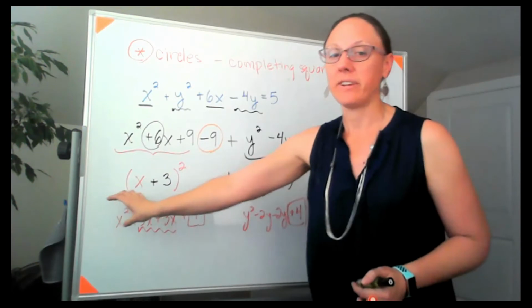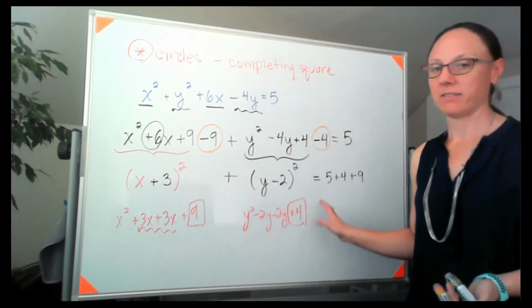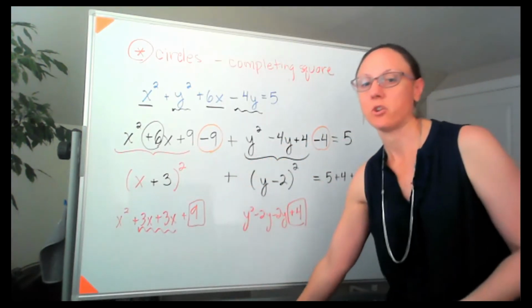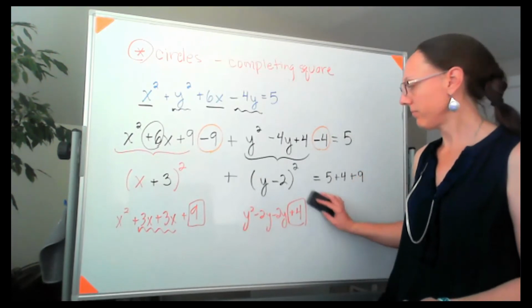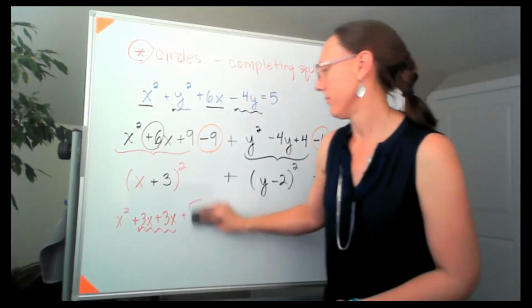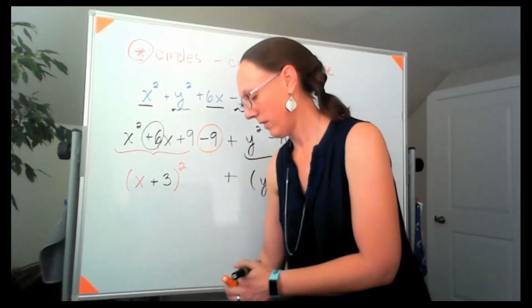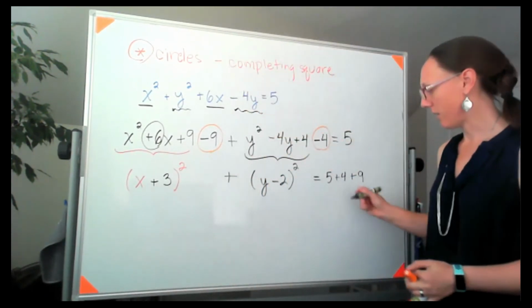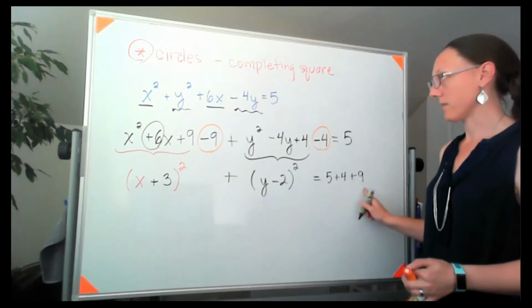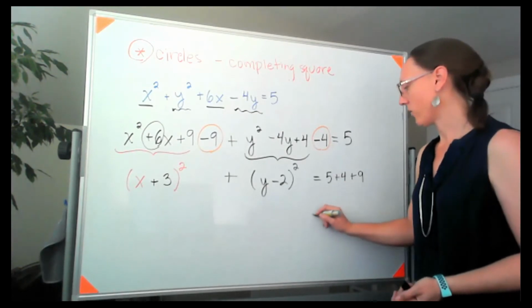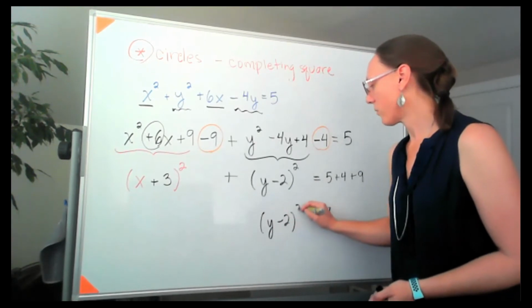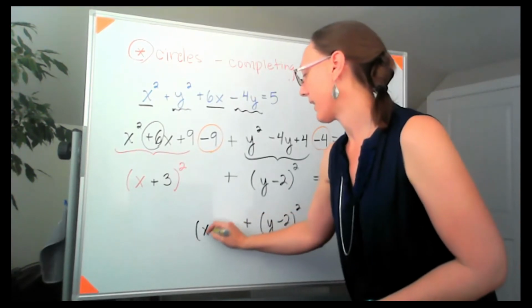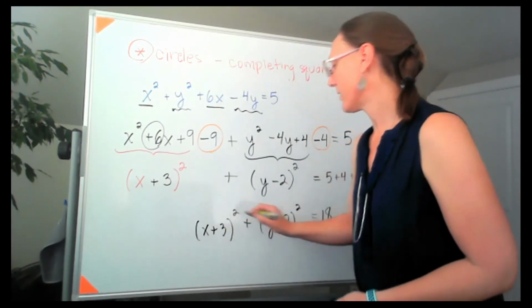Now this line down here, I wouldn't actually write. This was kind of just me doing my scratch work. So I'm going to go ahead and erase it, and clean up this right-hand side. So 5 plus 4 plus 9, what's that, 18? So I've got 18. I've got (y - 2)^2 and (x + 3)^2.